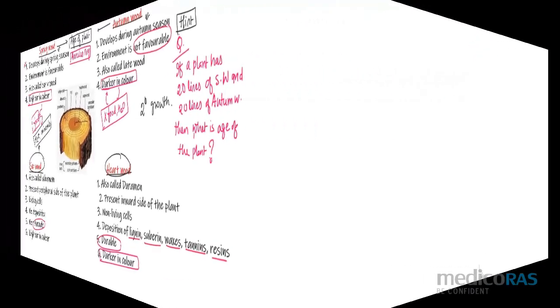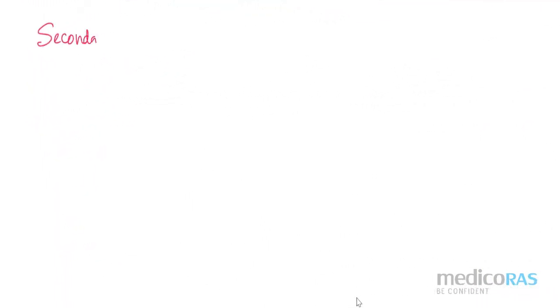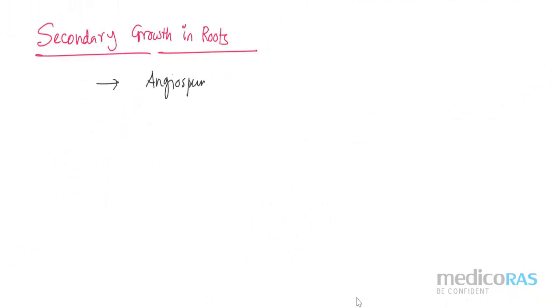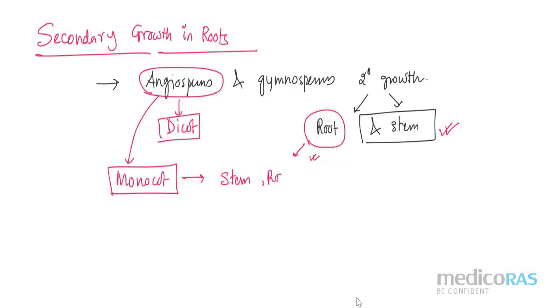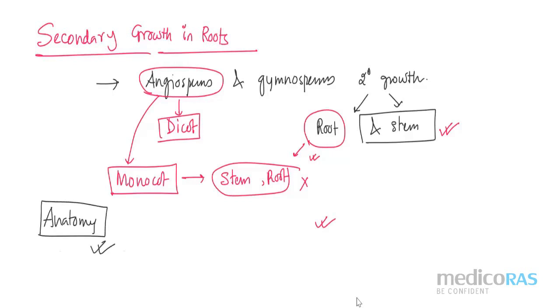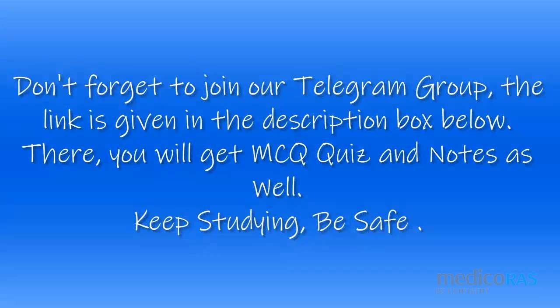The last part of this topic is secondary growth in roots. From here, we need to understand two points: in angiosperms and gymnosperms, secondary growth can be observed in both root and stem. Though we have written angiosperm here, exactly the answer is for the dicot, because angiosperms include monocots as well, in which secondary growth cannot be observed in the stem and the roots. I hope the part of anatomy is very clear to you, and this is only one shot. So we have described almost all the points that we need for the entrance examination.